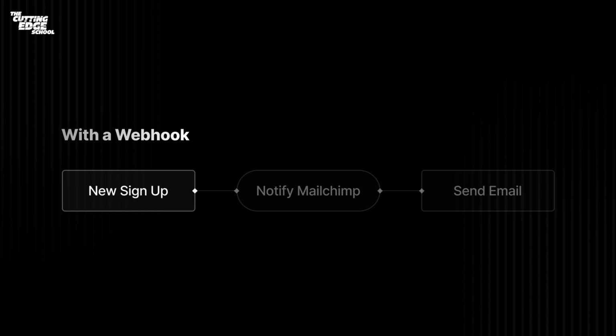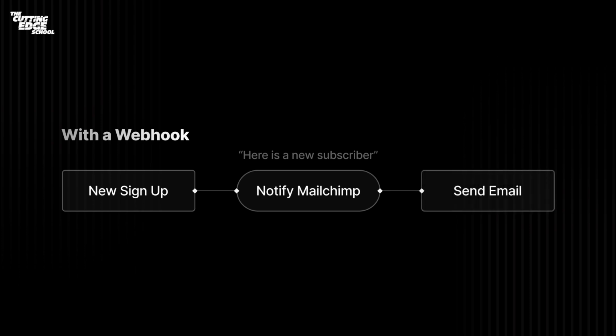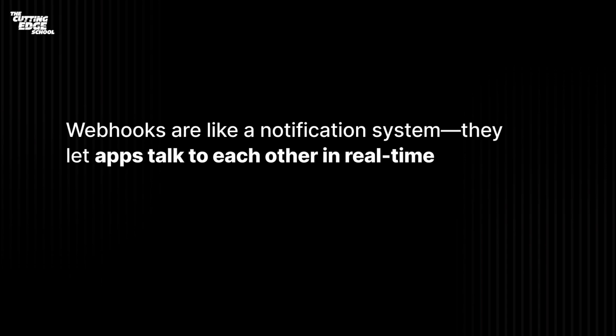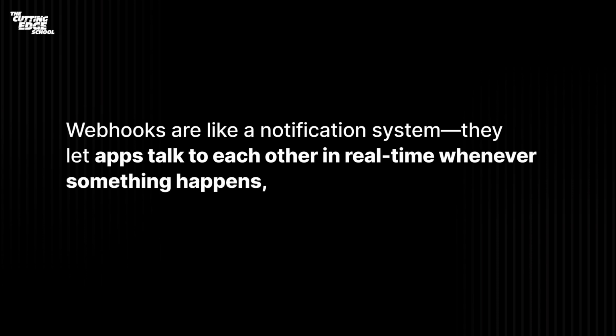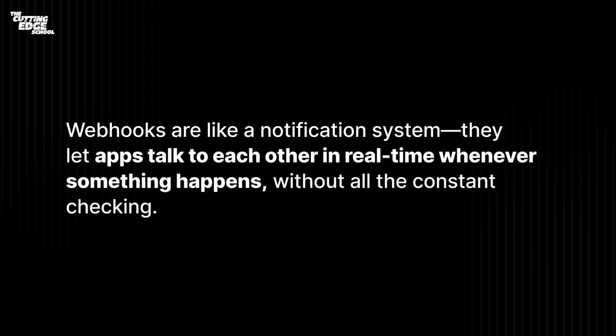Instead of this, you can set up a webhook on your website. Once this webhook is activated, the moment someone signs up, your website will ring the doorbell by sending a message to MailChimp saying that here is a new subscriber. Once the webhook has notified MailChimp, it can send the welcome email right away. It's fast, automatic, and saves everyone's time. So to summarize, webhooks are like a notification system. They let apps talk to each other in real time whenever something happens without all the constant checking.